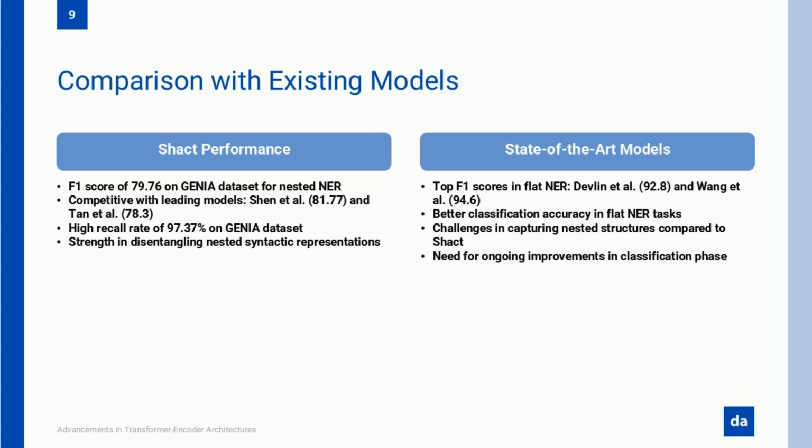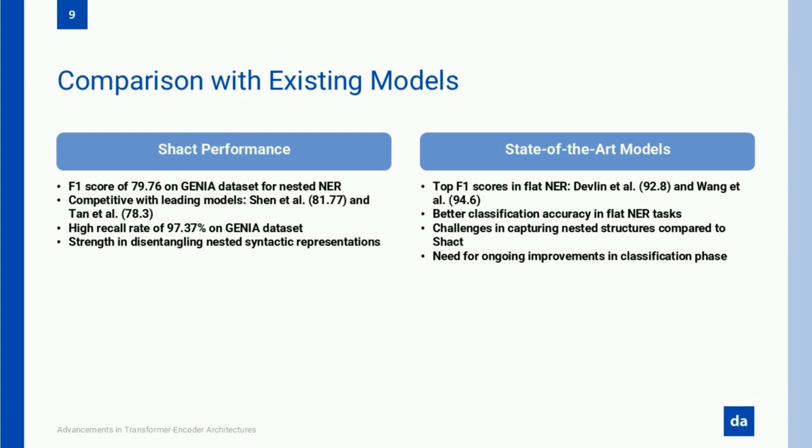The researcher wasn't just trying to build a model that worked, they were trying to surpass the limits of what was already possible. SHACT's performance speaks for itself. On the Genia dataset, it achieved an F1 score of 79.76 in nested named entity recognition, a task that challenges models to identify overlapping entities and complex linguistic structures. That score was competitive with leading models like Shen et al., which achieved 81.77, and Tan et al., which scored 78.3. But SHACT didn't stop there.